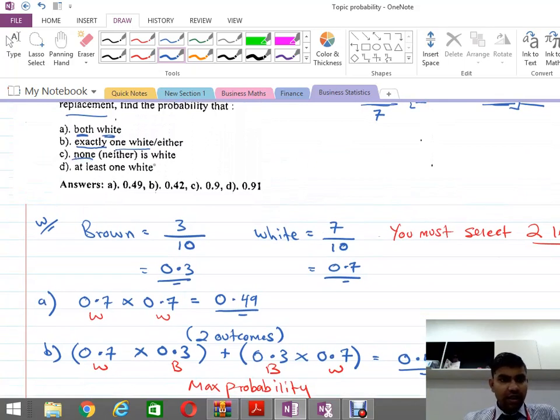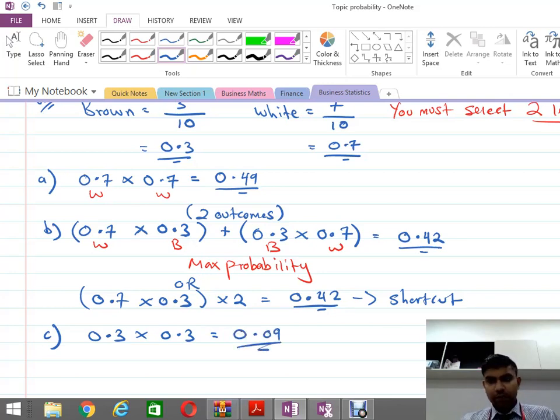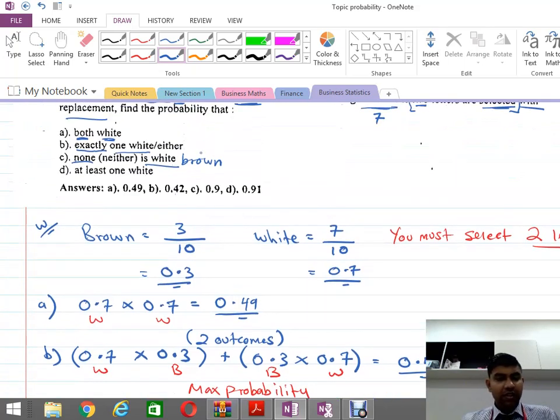Next, none is white, that means all are what? Brown. All become brown. So 0.3 times 0.3, that will give you 0.09. They already told you none is white, so all must be brown only.